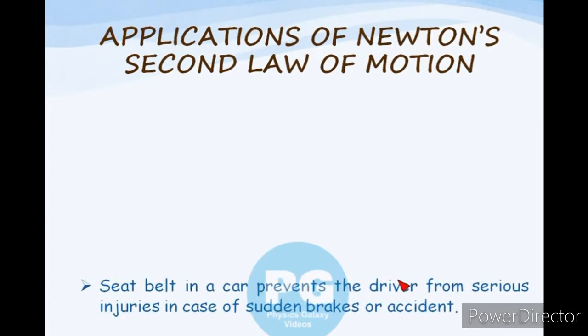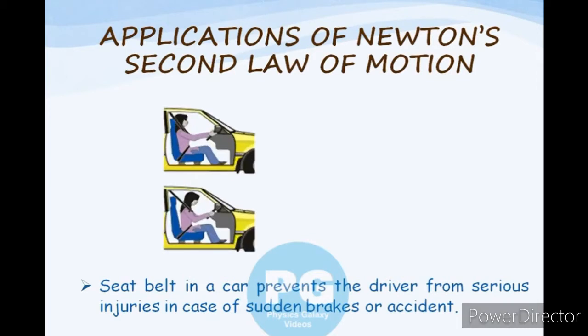Seat belts in a car prevent the driver from serious injuries in case of sudden brakes or accidents. The use of seat belts in a car prevents injuries to the passengers in case of an accident or in case of sudden application of brakes. This is because when a car stops suddenly, the belt worn by the driver increases the time of fall of passengers forward. Due to this, the rate of change of momentum reduces. Hence the passenger may not get injured due to less force acting on him.